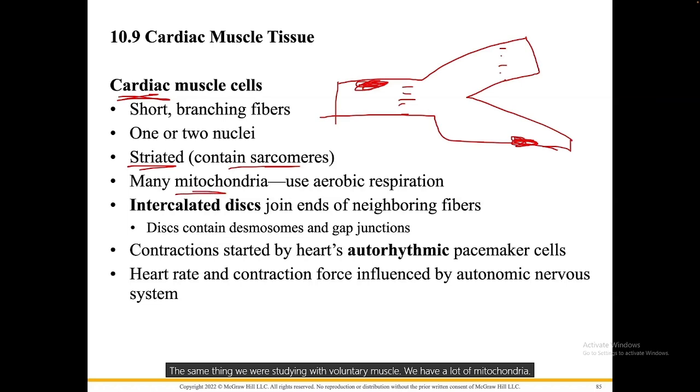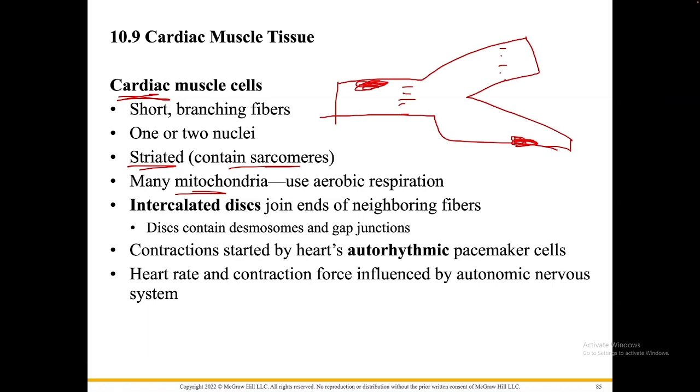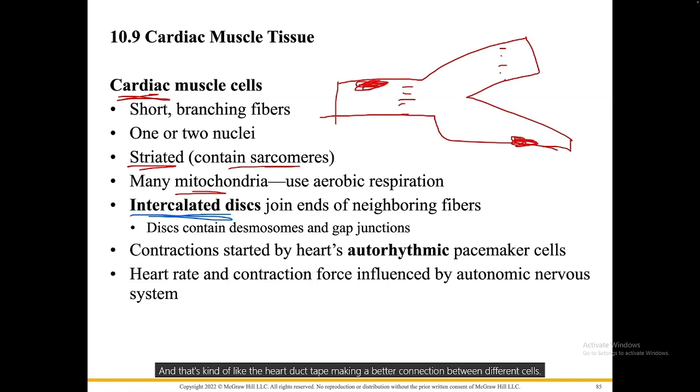We have a lot of mitochondria. It makes sense. I need my heart to have lots of energy. Cardiac muscle cells are the only place in the body where we can find intercalated discs. And that's kind of like the heart's duct tape, making a better connection between different cells.